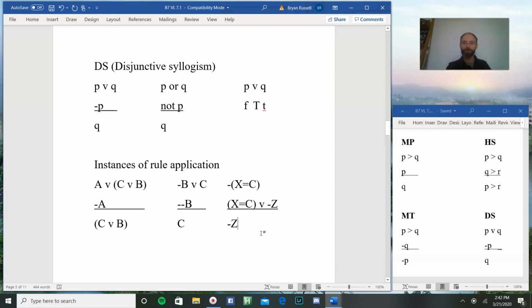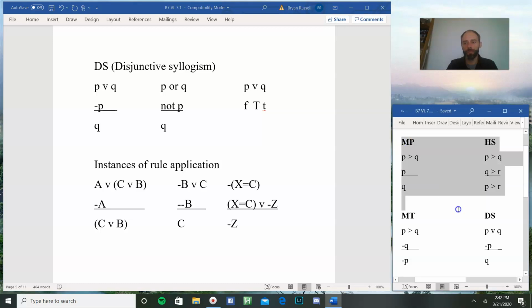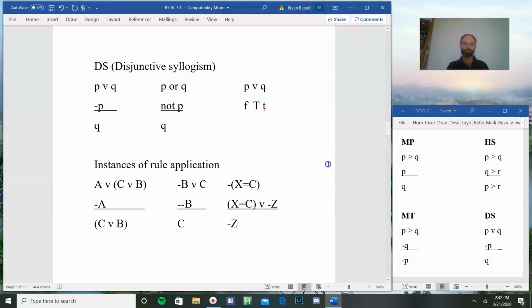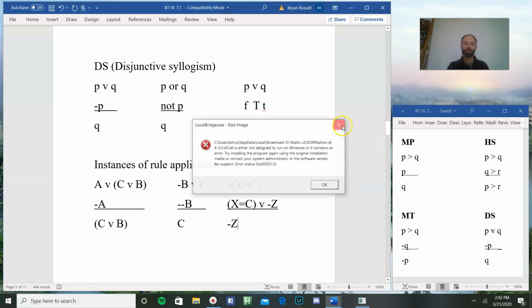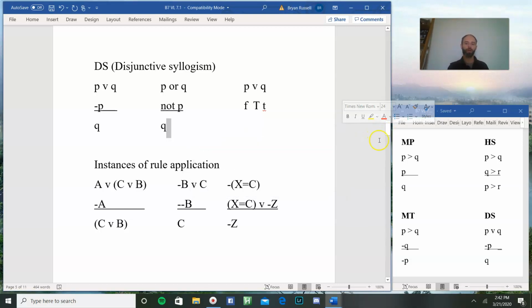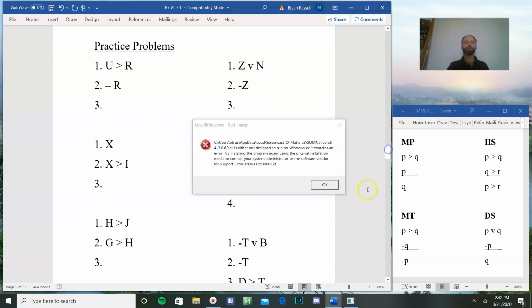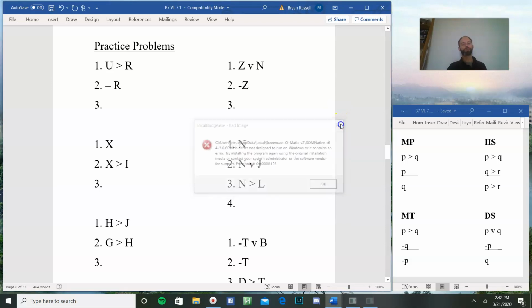All right, so those are the 4 rules of inference. These are the steps that we'll be using in our proofs. Note, I have all those rules down here: MP, HS, MT, and DS. Now let's take a look at the sort of problems that we'll be looking at for the homework and the test. So here are some practice problems.